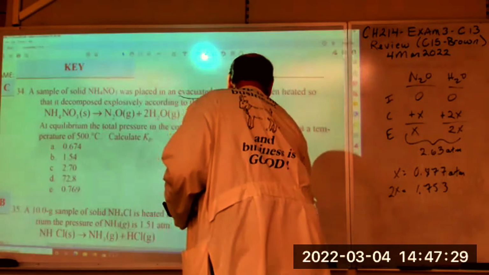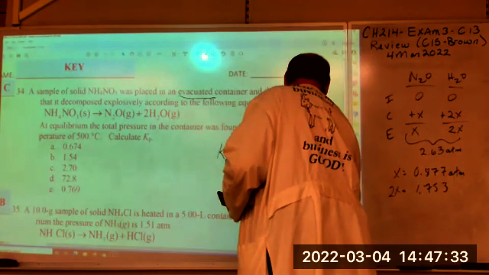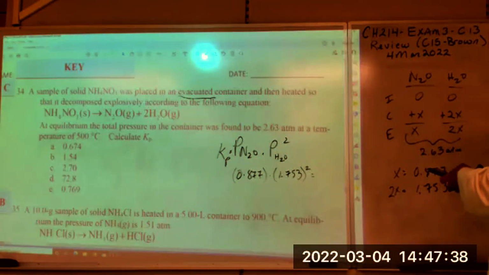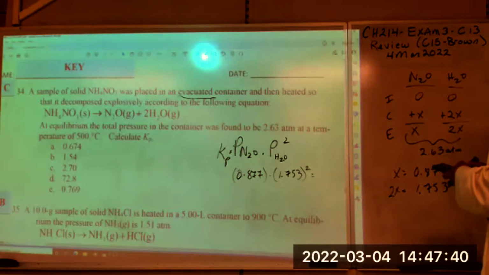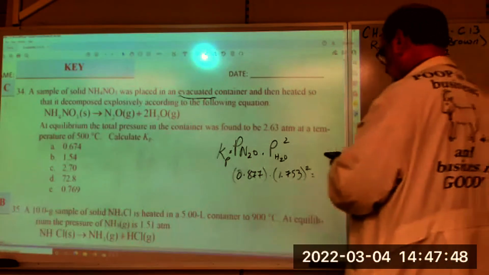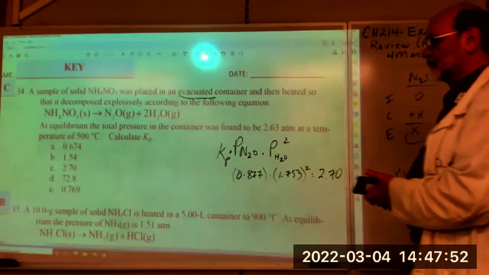So now we can plug these values in here. 0.877 times 1.753 squared equals, let's see, I already got that one in there, so let me square it. And then 0.877 times 2.70. There it is. C.